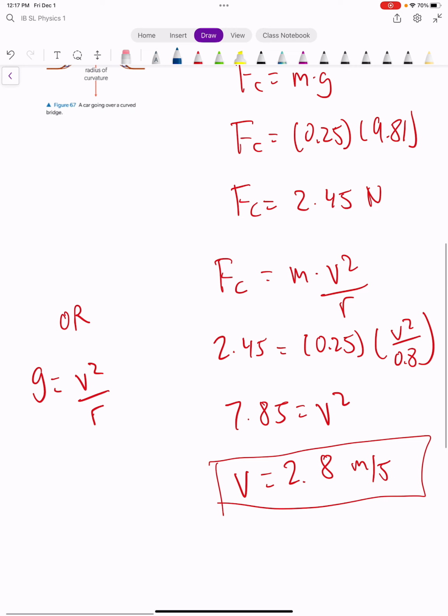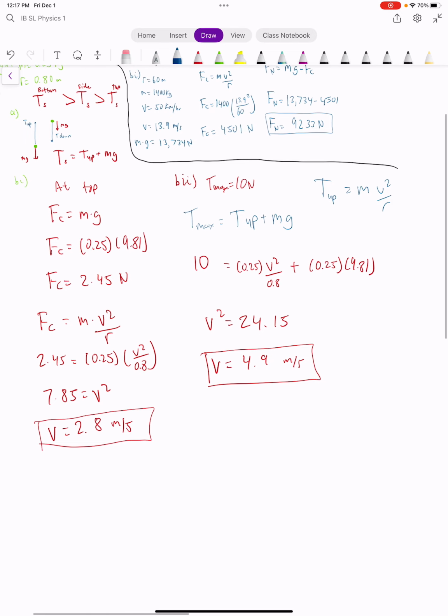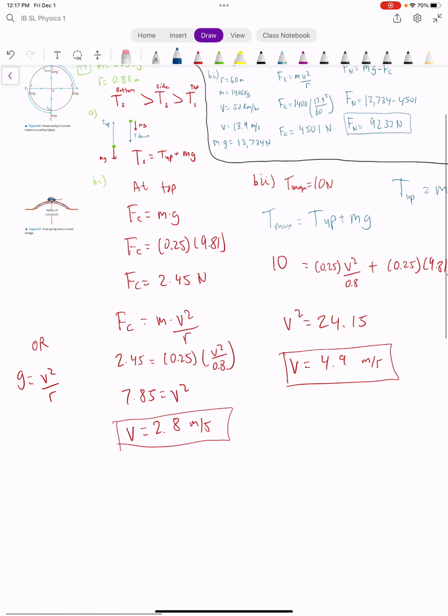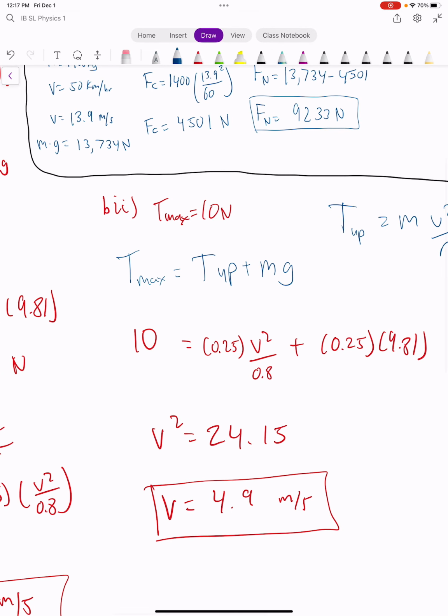I also figured out halfway through that you could just use this equation. You could say that the centripetal acceleration is equal to gravity. But I like to use centripetal force because I like to think about all of the forces acting on the objects. For the second part, it says, what is the maximum speed if the tension can only be 10 newtons?